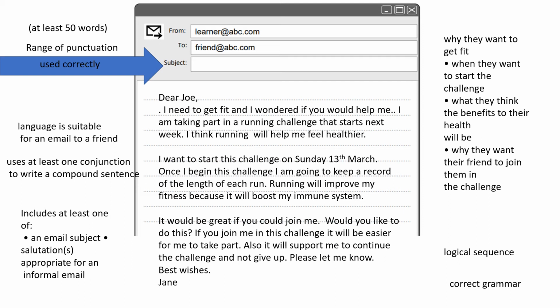The examiner is also looking for a range of punctuation. So that means they're looking at your writing. Have you used a comma? Have you used a full stop? Have you used a question mark? Have you used an exclamation mark? And they're looking for, have you used it correctly?